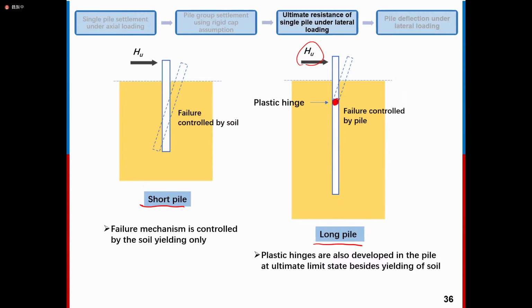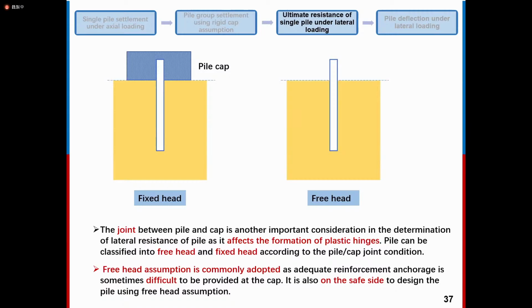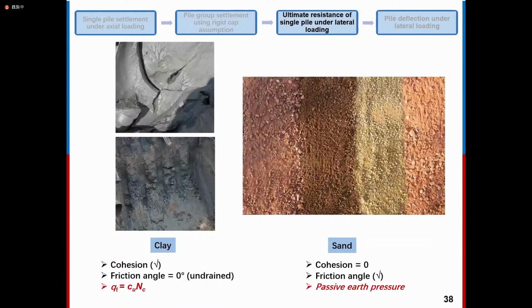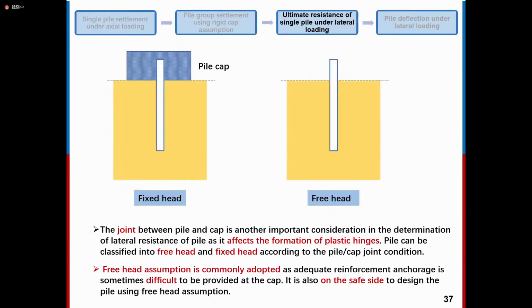Okay, this is the main difference between the short pile and the long pile failure mechanism. For the long pile, because it is infinitely long, we can say that the resistance from the soil is infinitely large, so the pile will fail earlier than the surrounding soil. You can see here the fixed head and the free head, right? Normally we will use the free head to do the calculation and design, because fixed head is very difficult to achieve in real construction. So free head design is more conservative and more on the safe side.